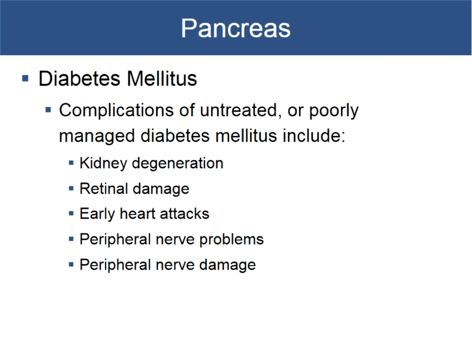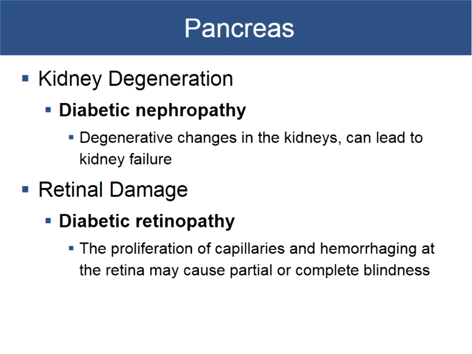If you don't manage your diabetes properly, things that can happen: kidney degeneration, retinal damage, actually going blind as a result of your retina detaching, early heart attacks, peripheral nerve damage, and peripheral nerve problems where you're no longer feeling sensation. Part of the reason that I probably developed gestational diabetes is not only because I'm old, but also because I have a history of diabetes in my family.